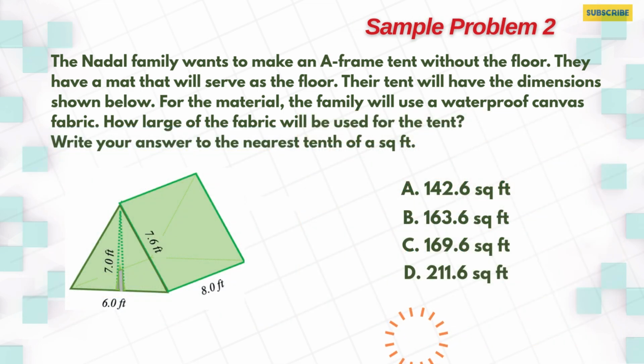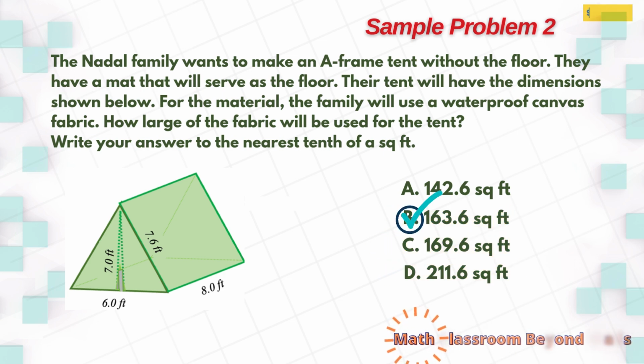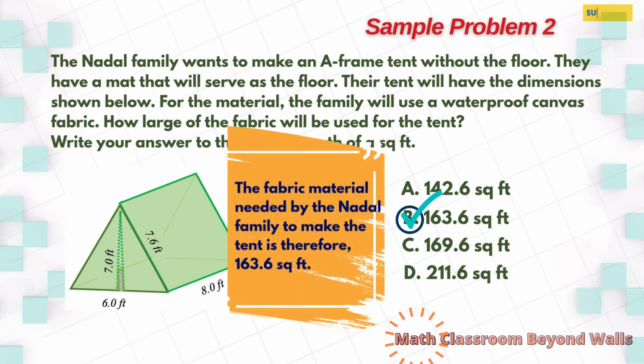So, what is our answer, learners? Is it option A, option B, option C, or option D? Okay, so the answer is option B. The fabric material needed by the Nalda family to make the tent is therefore 163.6 square feet. There you are, learners.